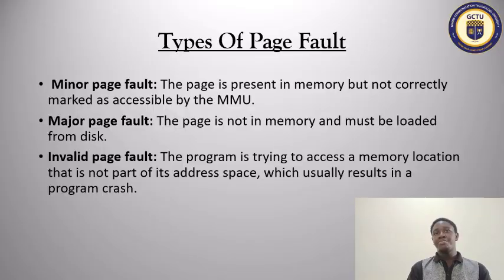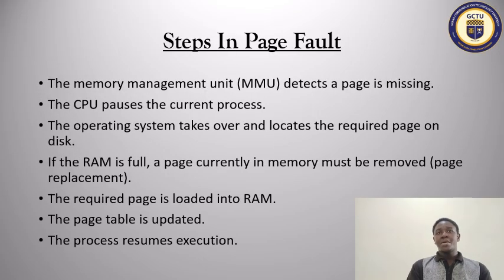So we have steps in page faults. The memory management unit, the MMU, detects a page is missing. The CPU pauses the current process. Then the operating system takes over and locates the required page on disk. If the RAM is full, the page currently in memory must be removed, which is also termed page replacement. The required page is loaded into the RAM. The page table is then updated. Then the process resumes execution.